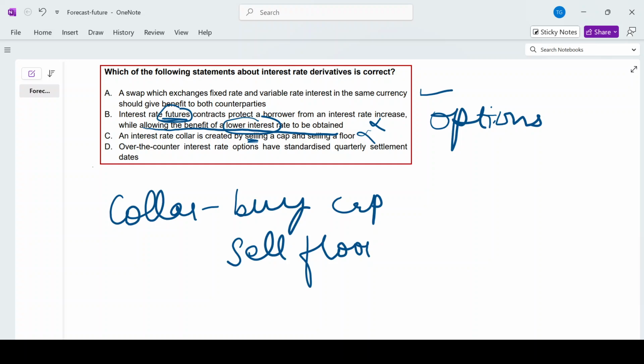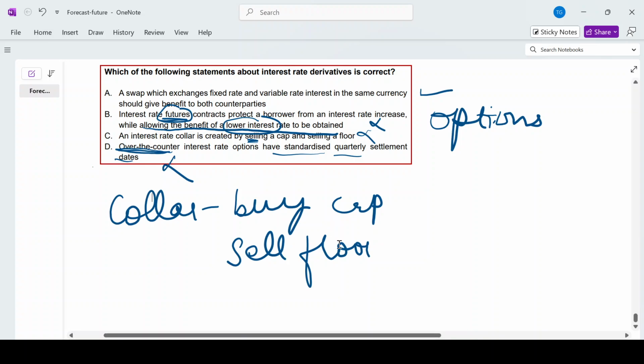Statement D says over the counter interest rate options have standardized quarterly settlement dates? No. OTC means something which is custom made for you. If it's made custom for you, it will have an expiry also according to your need, according to your liking. It is the exchange traded interest rate options which will have a standardized quarterly settlement date.